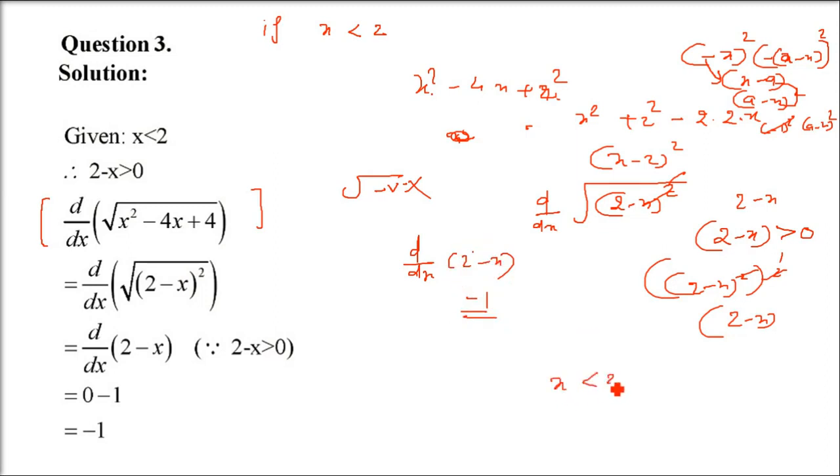Please remember x is less than 2 and we have employed 2 minus x greater than 0. X minus 2 is less than 0. So if you multiply by minus on both sides, it will be 2 minus x greater than 0. That is what we have employed here. Otherwise, we are not sure whether it will be negative or positive. So only when it's positive can we get the under root eliminated. Otherwise we won't. Okay.